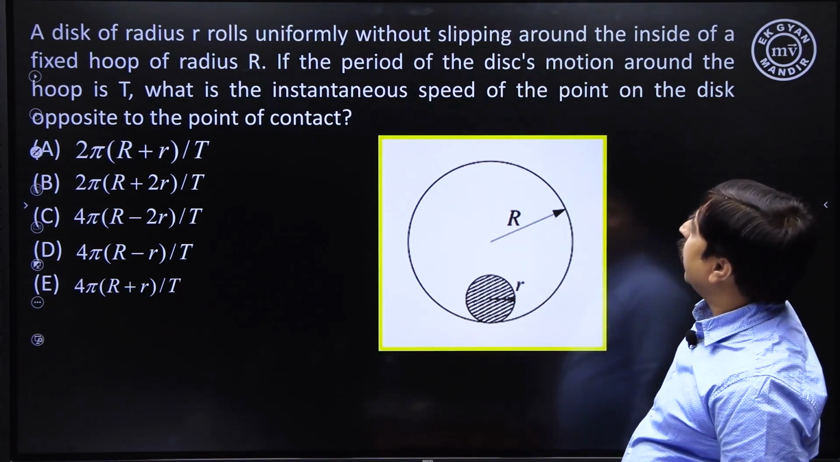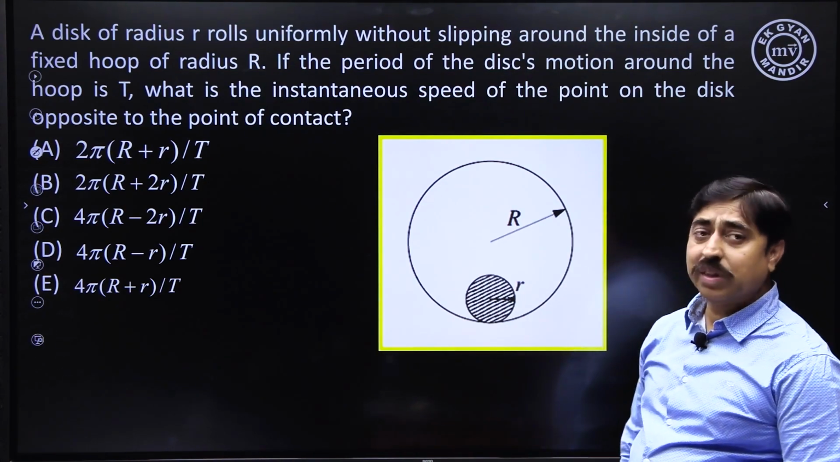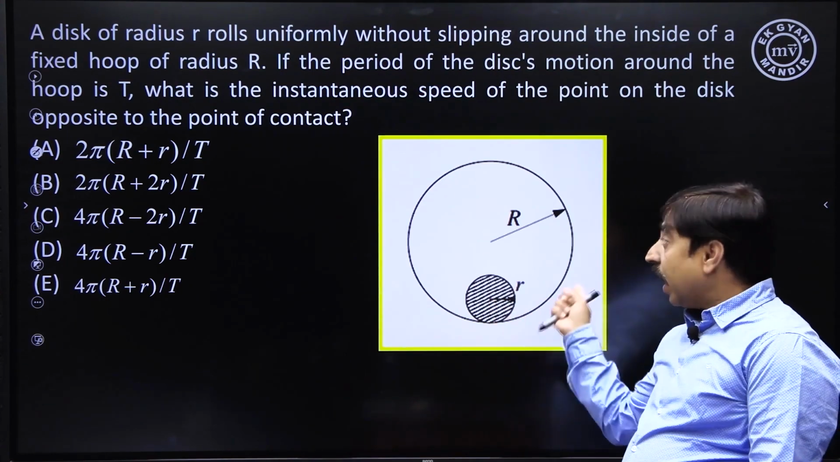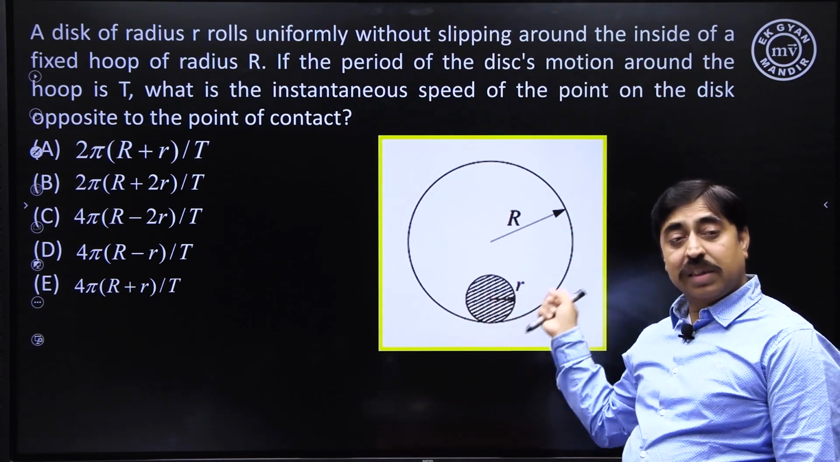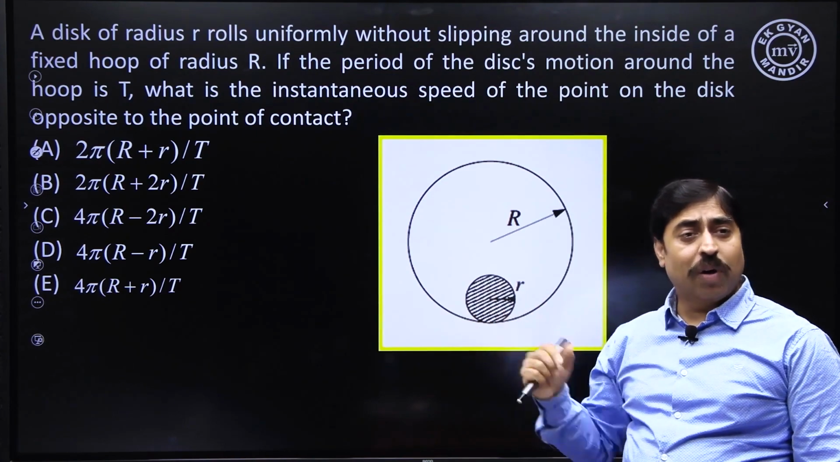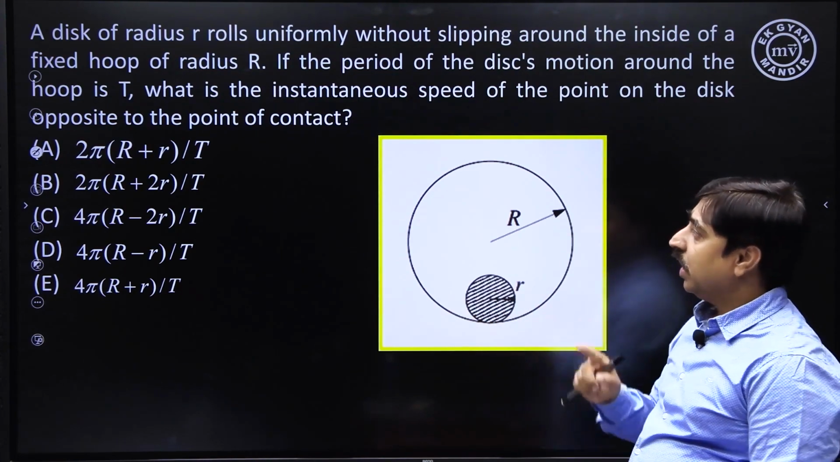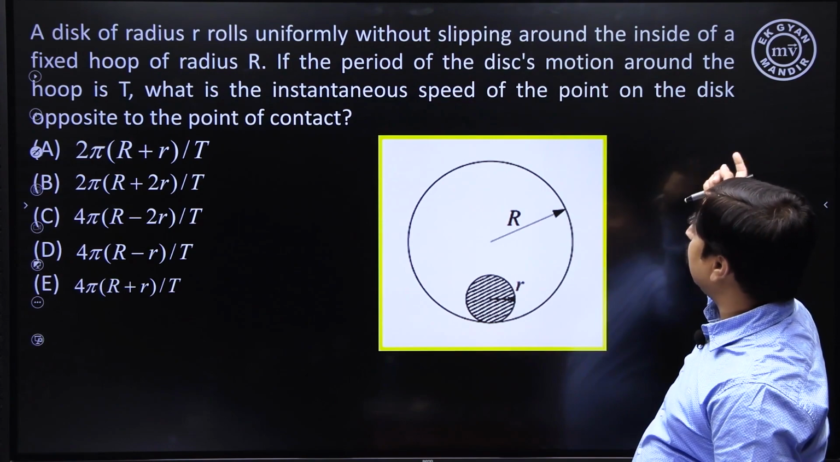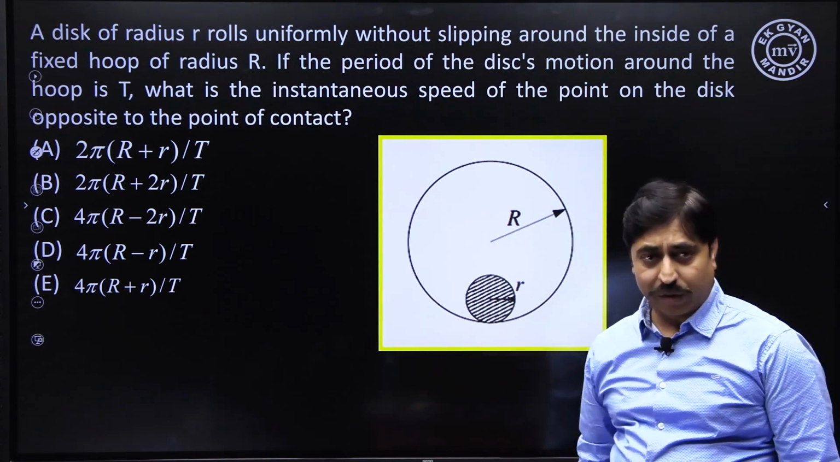This hoop is the track of the ring and the ring is rolling inside the hoop. If the time period of the disk's motion around the hoop is T, what is given? Time period of revolution. This disk takes time T to complete one revolution. What is the instantaneous speed of the point on the disk opposite to the point of contact?